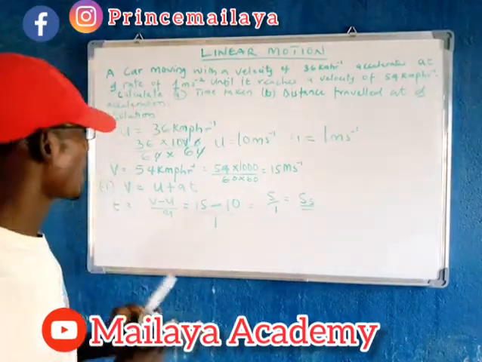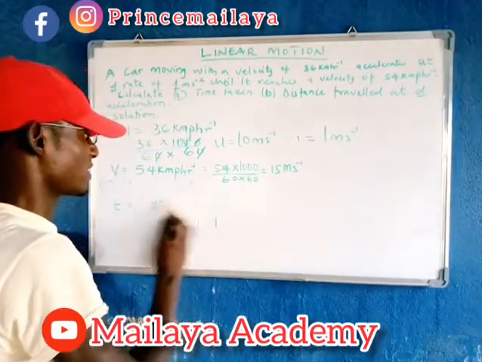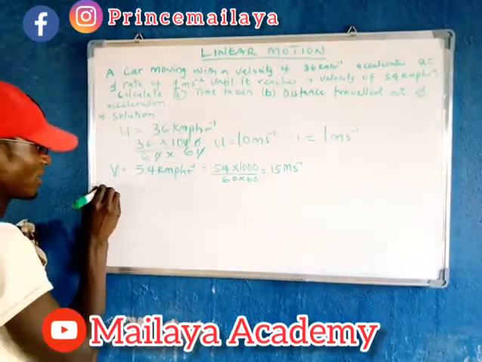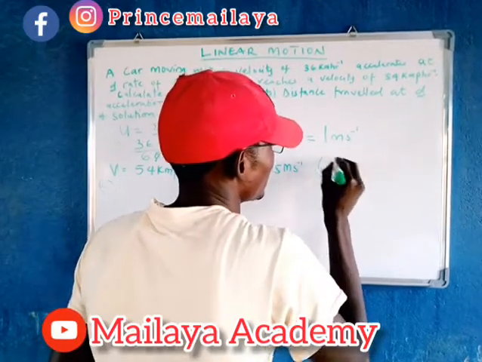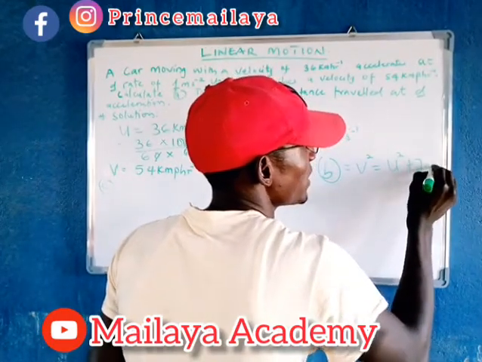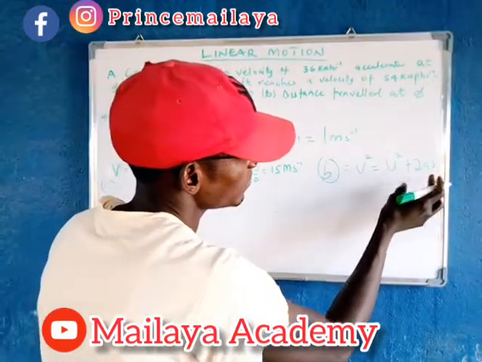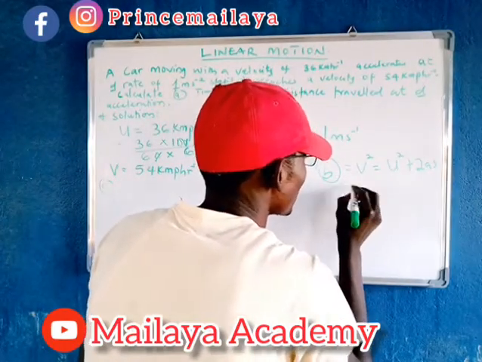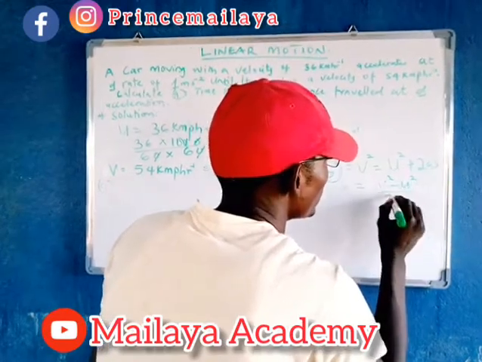Now the next question, they are asking us to calculate the distance covered, the total distance traveled. Our total distance traveled can be calculated as follows. From v square is equals to u square plus 2as, we can calculate our total distance covered. Here, we will calculate it by making s, the total distance, the subject of the formula, which will give us s here will be equals to v square minus u square all over this 2a.